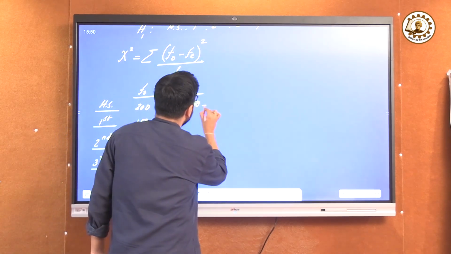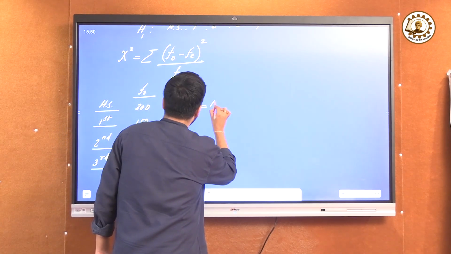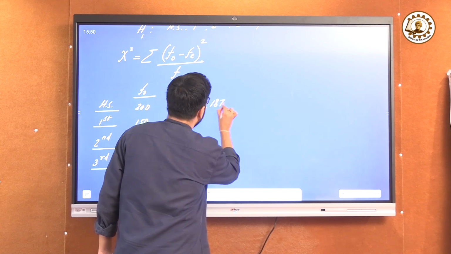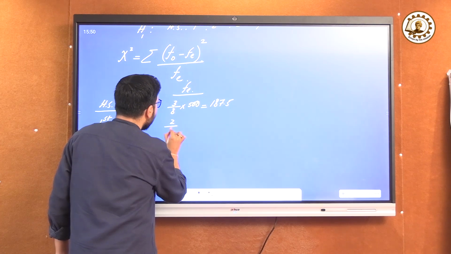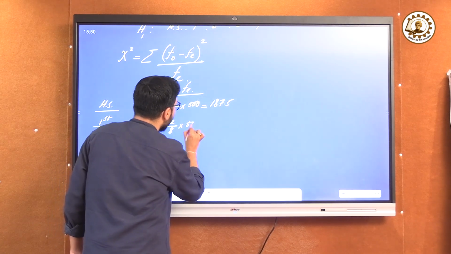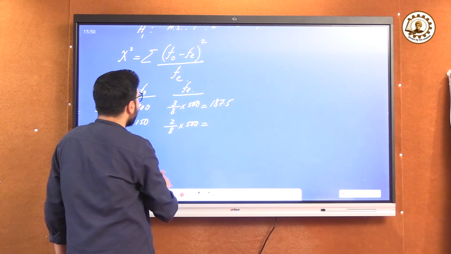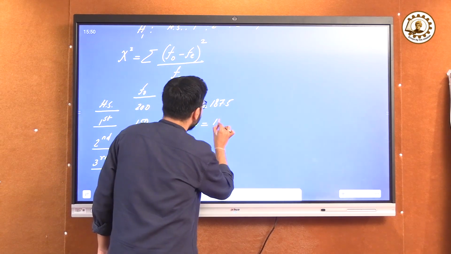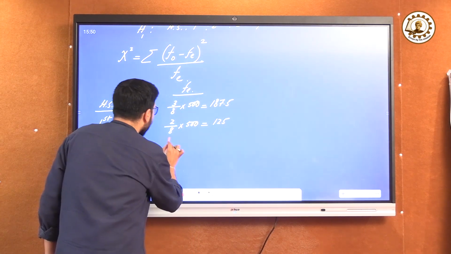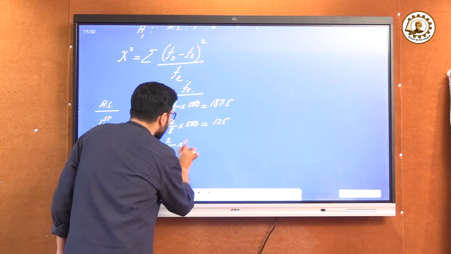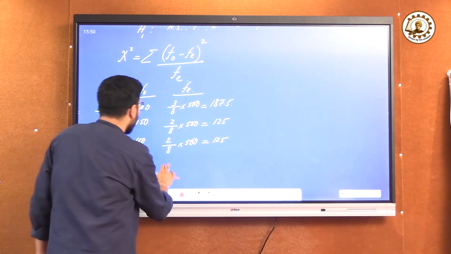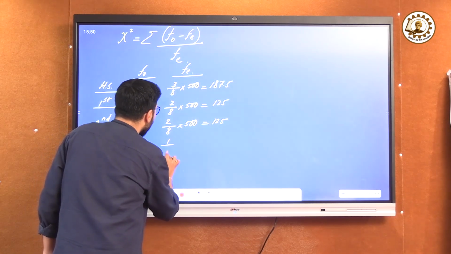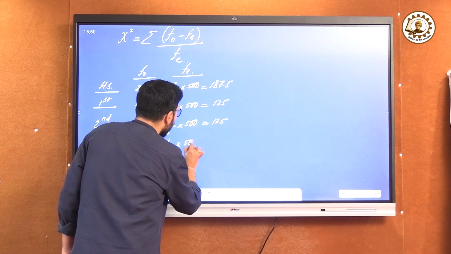So we are getting a value 187.5 here. Then it is 2/8 into 500. So here we are getting a value which is 125. Again 2/8 into 500. So we'll get a value 125. And finally it is 1/8 into 500. So it is 62.5.